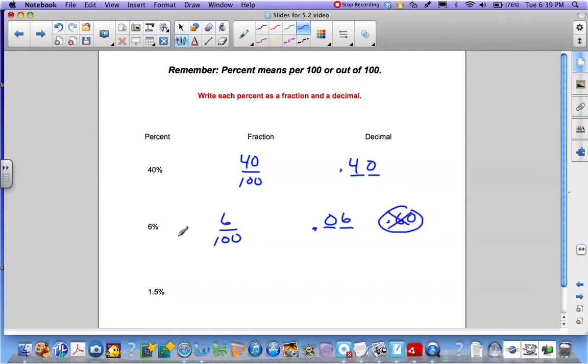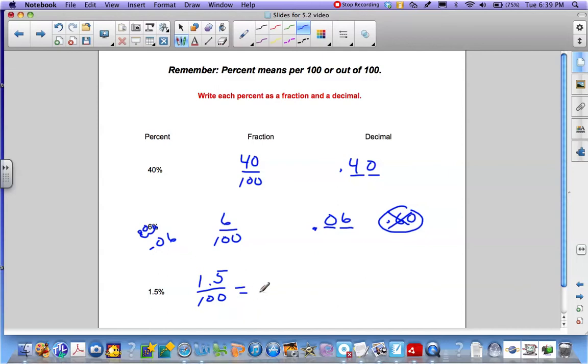Okay, and remember also, percent means per 100. You could divide by 100, which means move the decimal twice to the left and get rid of that percent sign because it's a decimal now. You would have 0.06. 1.5% is a little bit trickier. Okay, we're going to write it as a fraction first, per 100, 1.5 hundredths, but I don't really have any way of writing that as a decimal now.